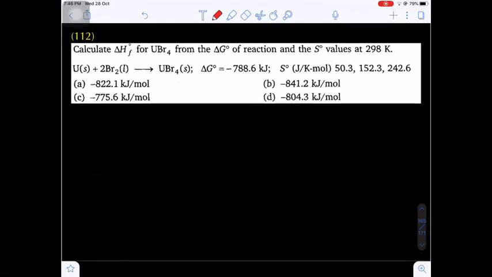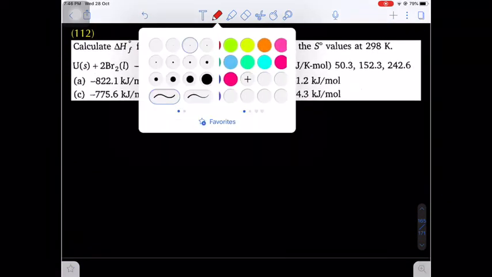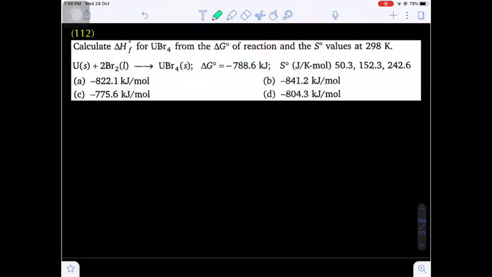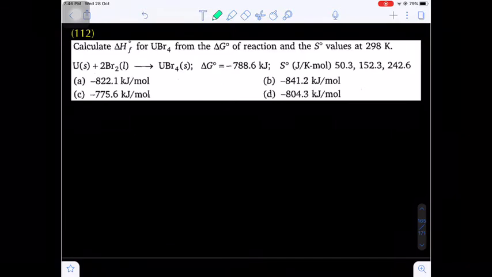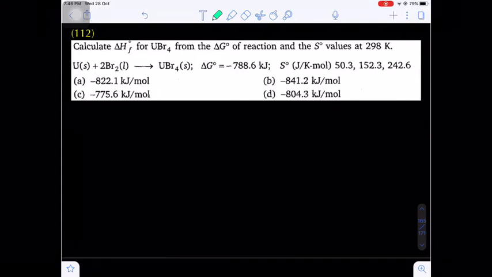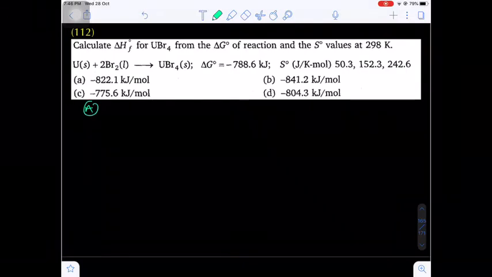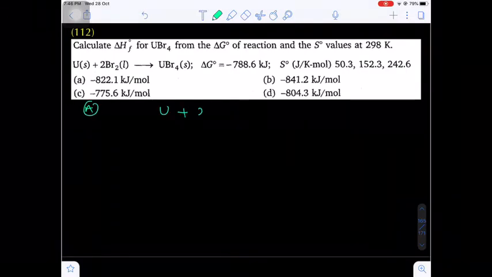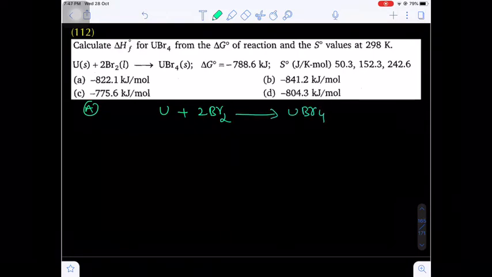Yes or no? Now question number 112. Calculate the delta H naught of formation of uranium tetrabromide from the delta G naught values and S naught values given at 298 Kelvin. This will be question number 112. Okay. First of all, what is the given equation? Uranium plus bromine gives uranium bromide.